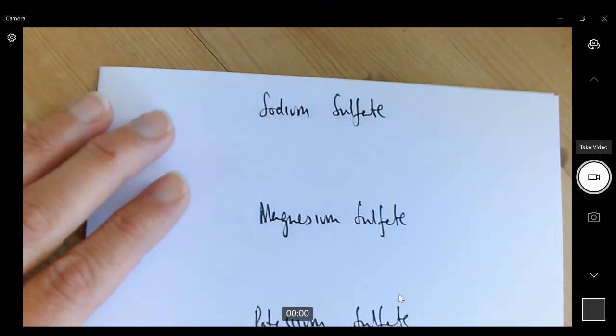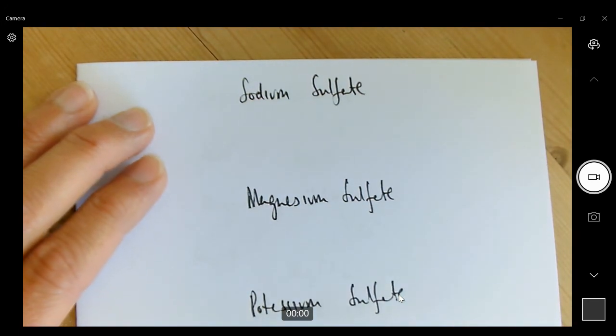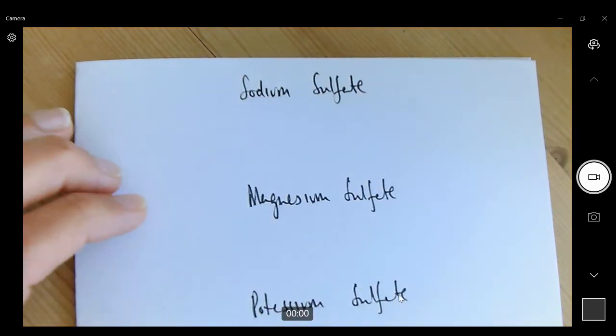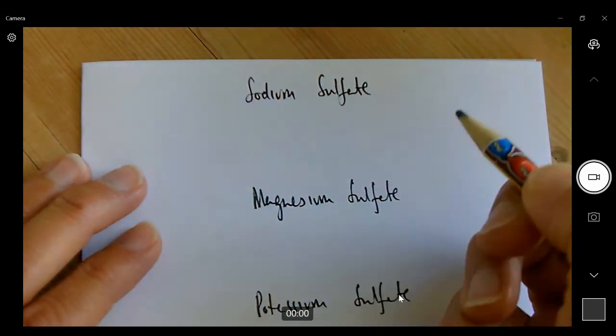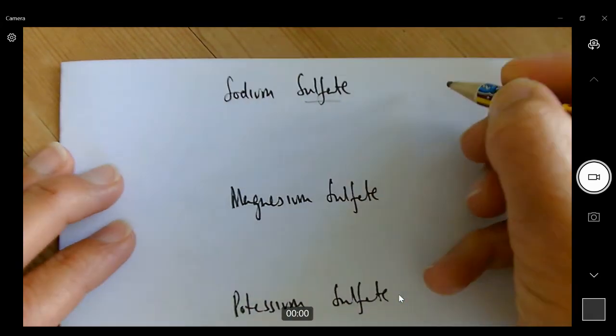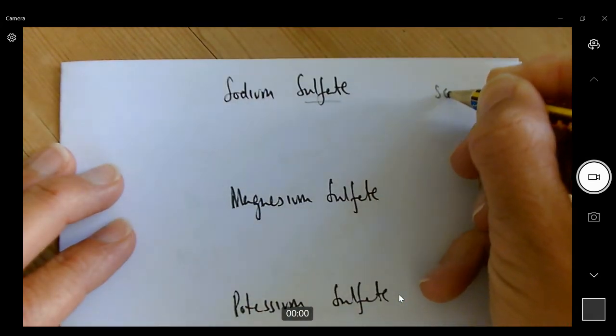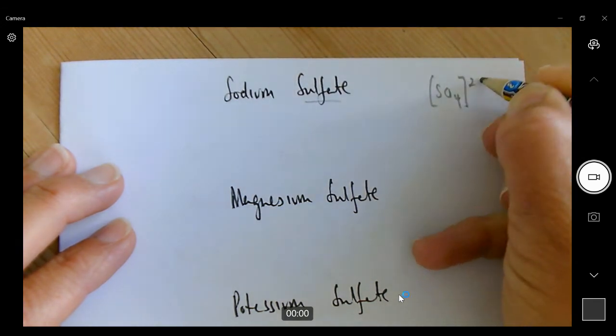Okay, so the final column is the sulfate ions that were formed between the reaction between sulfuric acid and a range of bases. So the first salt that was formed was sodium sulfate. And so the first thing we need to do is understand more about the sulfate ion. So the sulfate ion formula is SO4 2-.